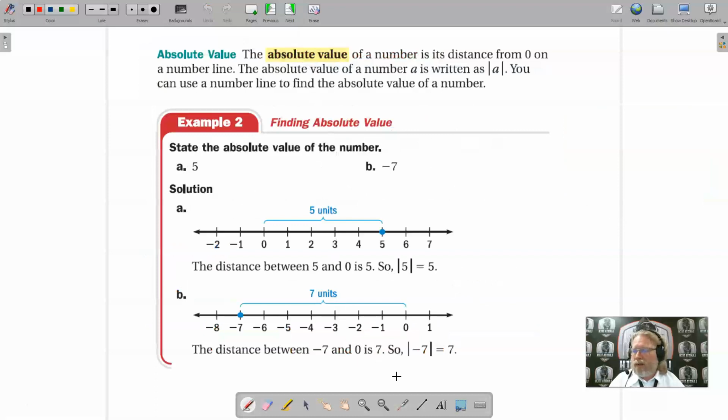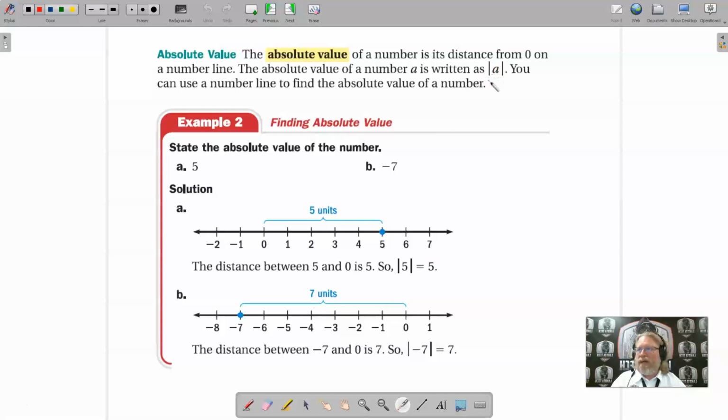Moving along, we're going to talk about a concept that is known as absolute value. The absolute value of a number is its distance from 0 on a number line. So if we plot a point on the number line, the question becomes, well, how far is it to 0? The absolute value of a number that we'll call A is written as |A|, and we're going to use these two lines for this. This is absolute value notation, and we read these two lines as the absolute value of, and then we just say whatever's in the middle.